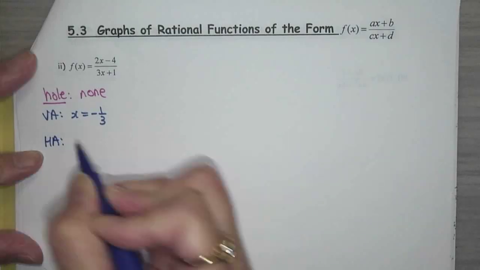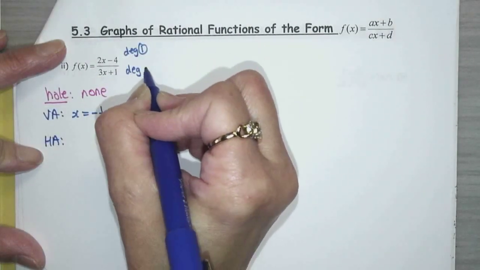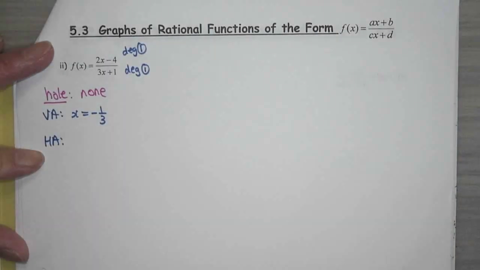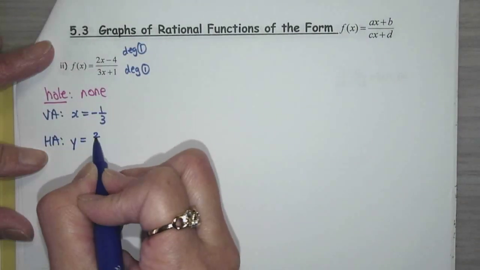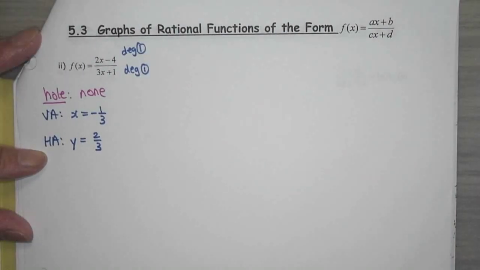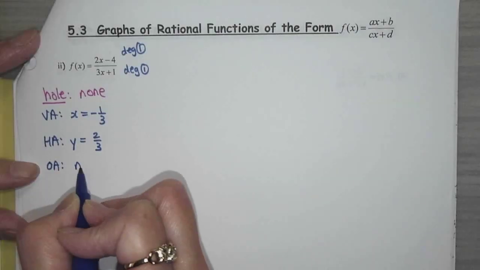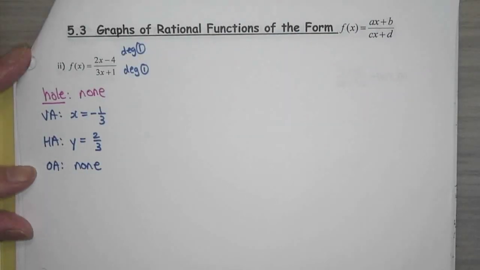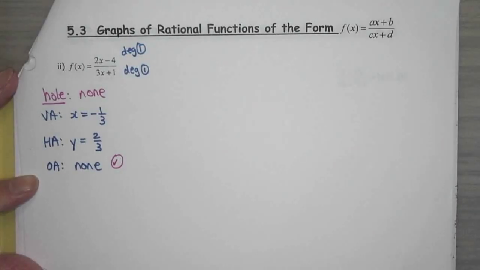Horizontal asymptote, we're looking at the degree 1, so the degree 1. If the two degrees are the same, we look at the coefficients, so y equals 2/3. And again, if there's a horizontal, there can't be an oblique, so none. Put none. Actually state the word none, please. Don't leave it blank, otherwise I assume you just didn't get to it.